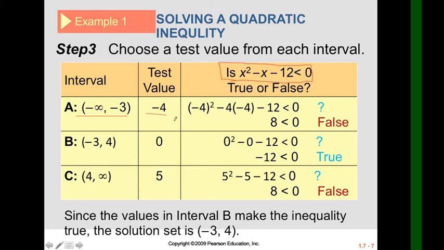Pwede mong gamitin yung negative 3, pero meron tayong negative 3 dito eh. So, dapat yung mas bababa pa sa kanya, and that's negative 4. Pwede din negative 5, negative 6, or whatever. Okay, negative 4 ang gagamitin natin. Next, using this equation, isa-substitute lang natin yung negative 4.